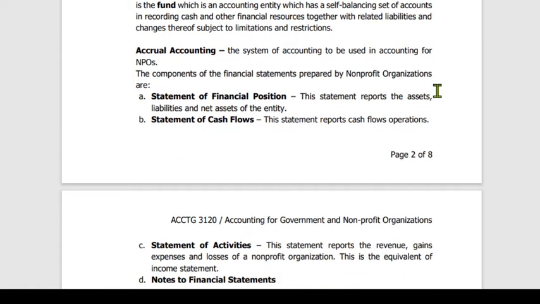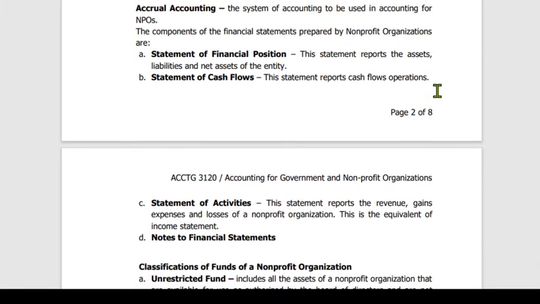The statement of financial position, these are the financial statements which are prepared under the nonprofit organization. They are essentially the same in terms of the statement of financial position, the statement of cash flows, the notes to financial statements. Ang medyo na iba lang is the terminology used under the statement of activities. This statement reports the revenue, gains, and expenses and losses of a non-profit organization. This is the equivalent of the income statement.